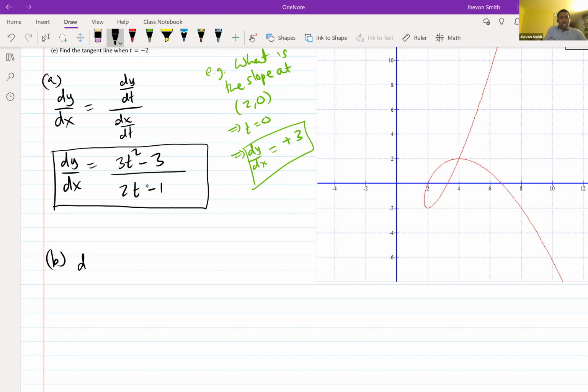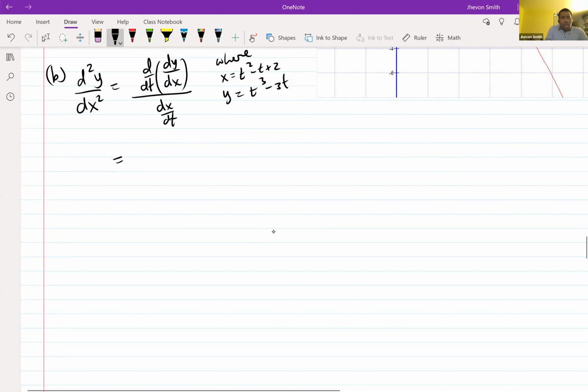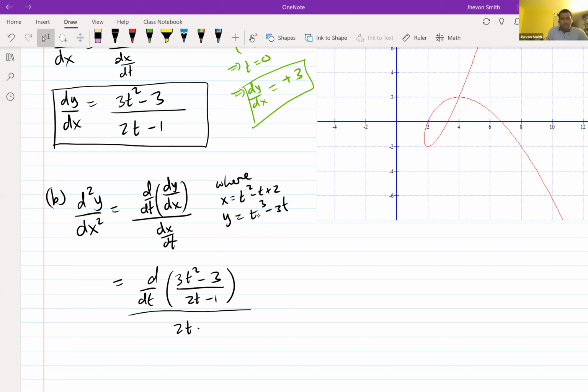Let's find the second derivative. So remember the second derivative, that's just the derivative with respect to t of the first derivative over the derivative of x with respect to t. And remember our x is equal to t squared minus t plus 2, and our y is equal to t cubed minus 3t. And so this would be the derivative with respect to t of, well, we had the first derivative up there, 3t squared minus 3 over 2t minus 1, over the derivative of x with respect to t, 2t minus 1.